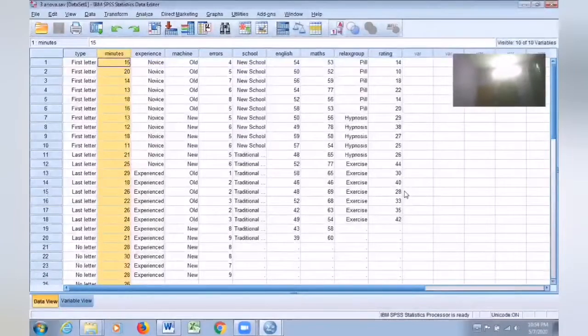And I think that's about the first part of parametric tests. In the next video, we will talk about the second part of parametric tests.